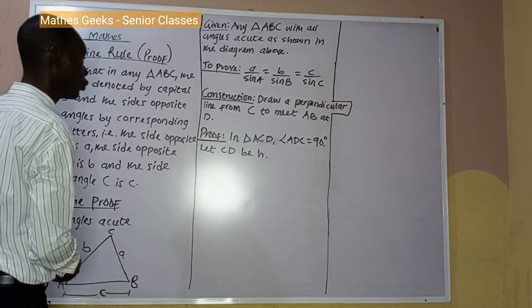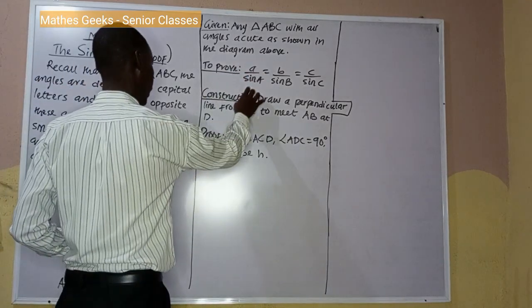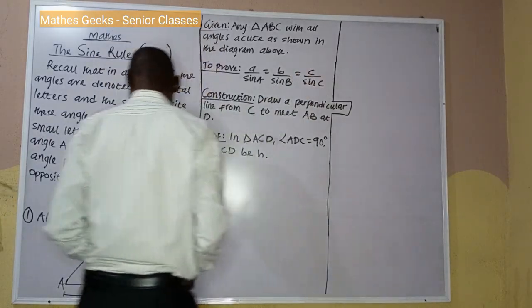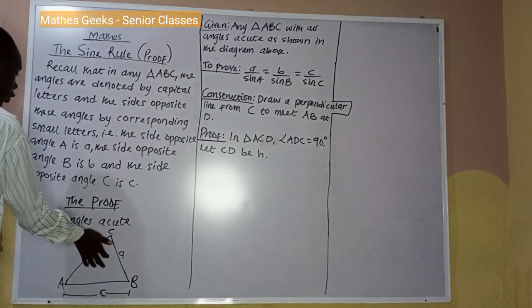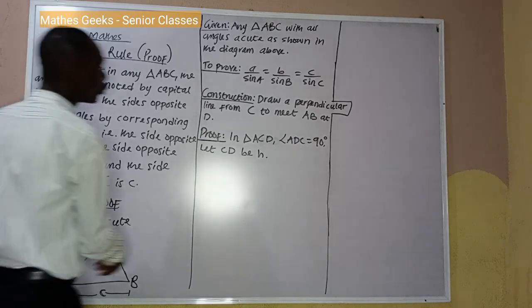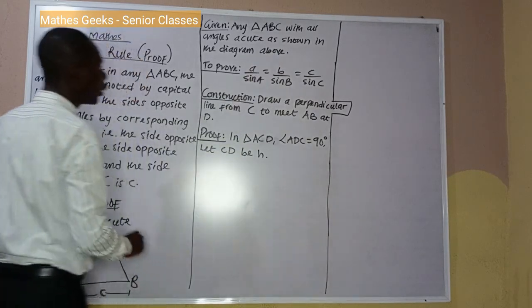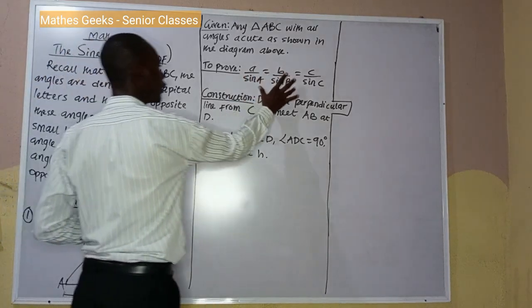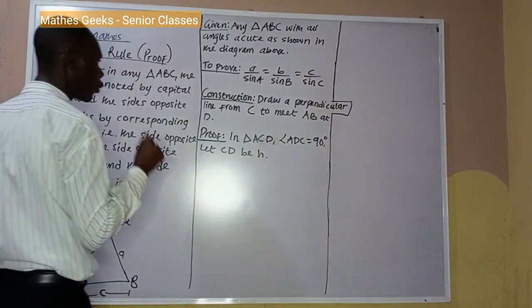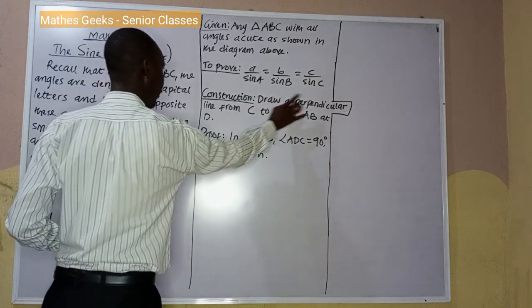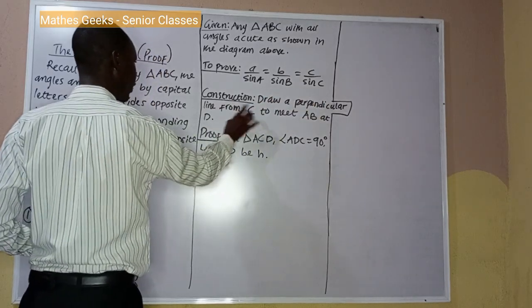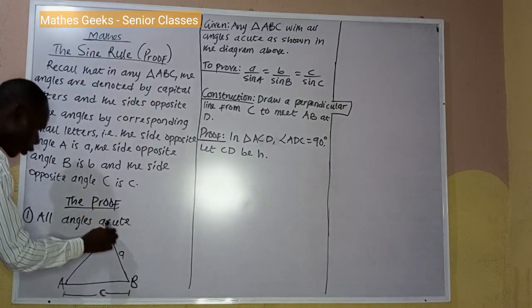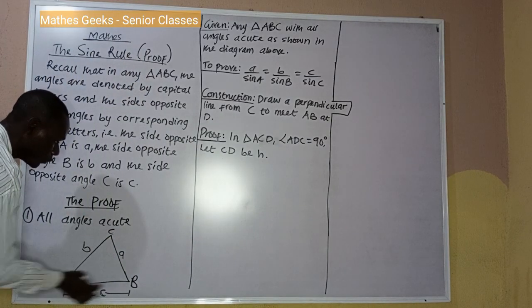Our intention is to prove that a over sine A is equal to b over sine B equal to c over sine C. I'm going to use this triangle to show that this relation is true. Now, what do we need to do to prove this relation? We need to do a little construction: we draw a perpendicular line from C to meet AB at D. So let's do that.